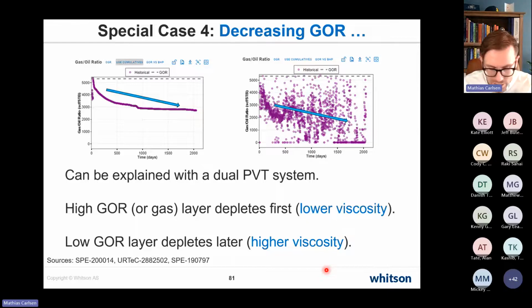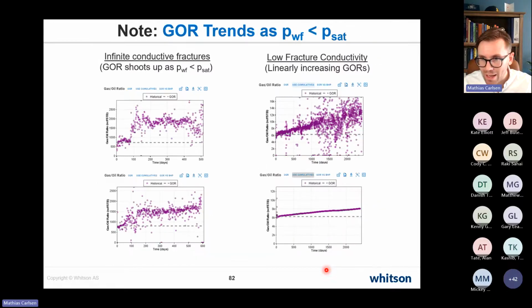And I rarely see this often, but if you see it, at least this is a plausible explanation for it. Last thing I want you to have in your toolkit, and again, you should be able to look at the GOR and it should tell you something about the well. Here you have something that at least I use a lot.